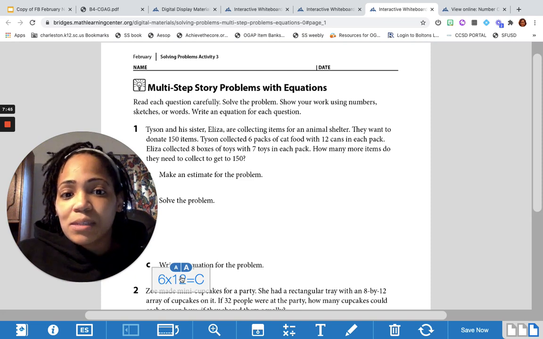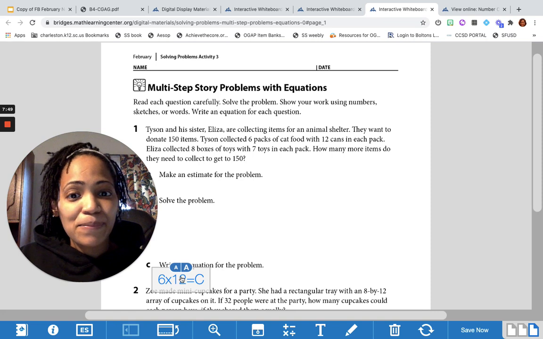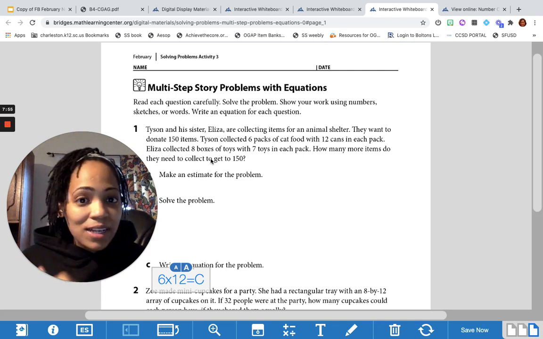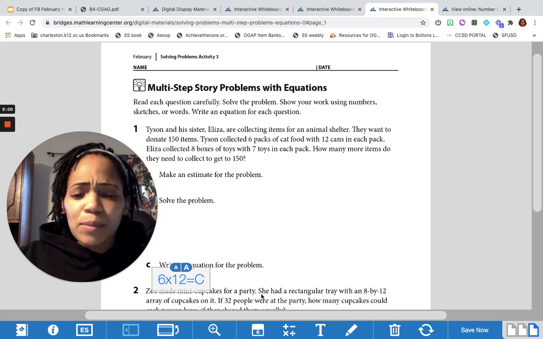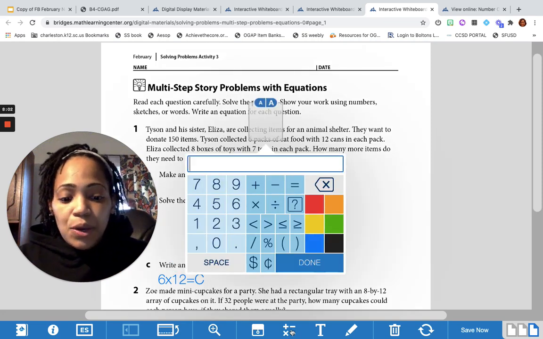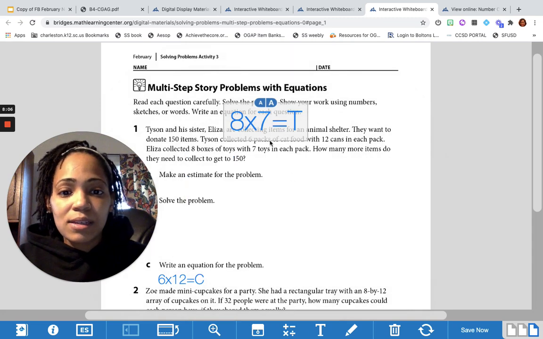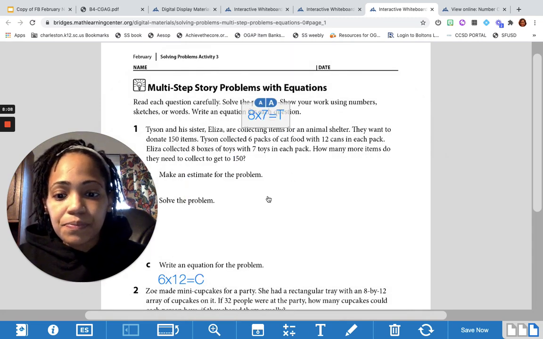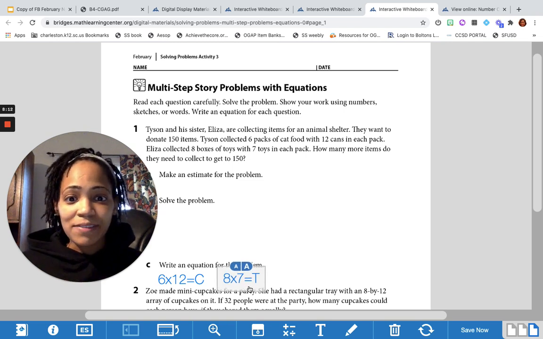Okay, so what's the next part? What about the toys? What operation is that? Yeah, that's also multiplication. We have 8 boxes with 7 in each pack. So I'll be like 7, 7, 7, 7, 7. We can multiply 8 times 7. So we have 8 times 7, which is going to give us the amount of toys. You guys with me so far? Awesome. And then, what do we have to do?